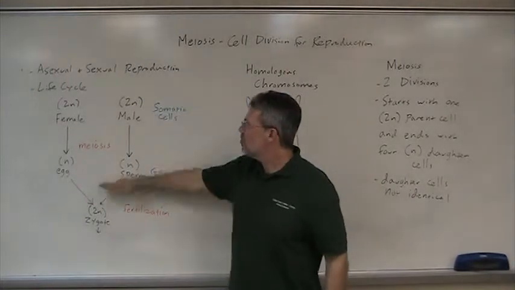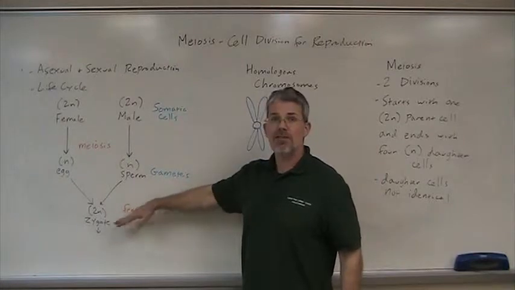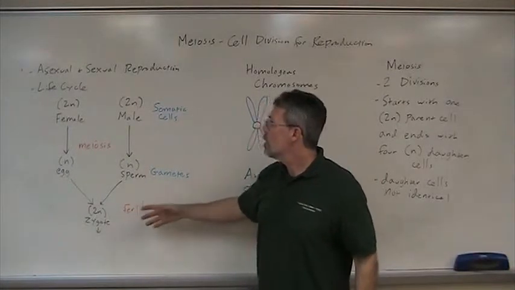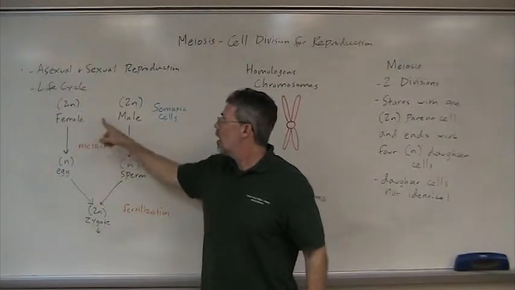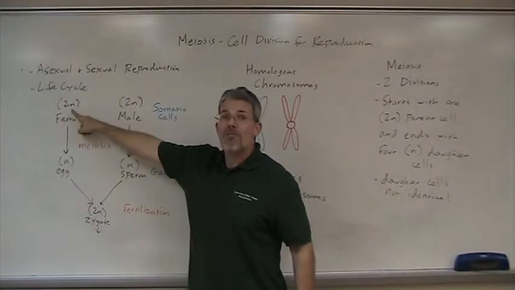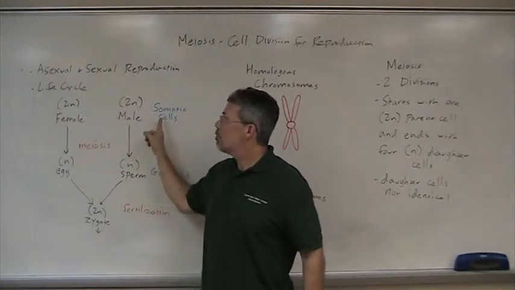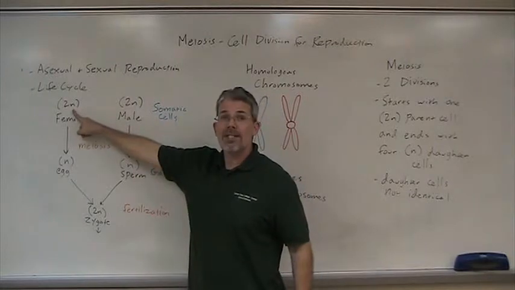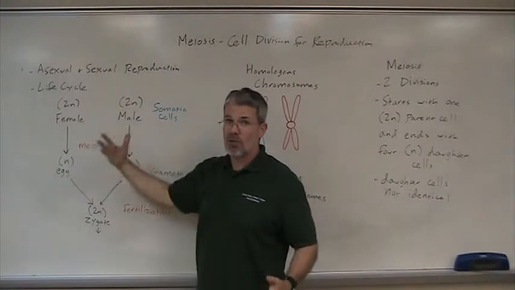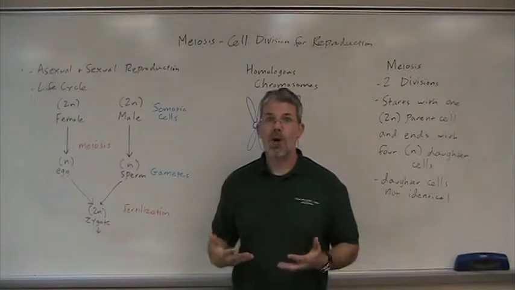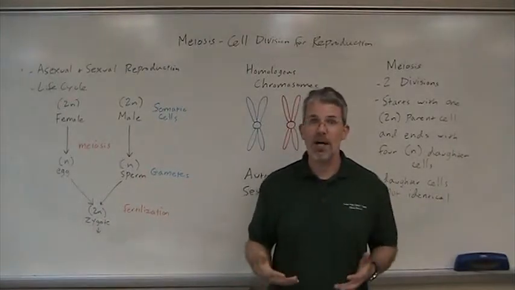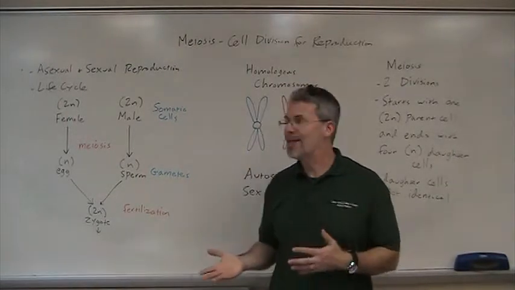Now, this is a brief overview of a typical life cycle of a sexually reproducing organism. Now, you would have the female and the male. They have somatic cells, body cells, which are diploid, D-I-P-L-O-I-D, which means that the chromosomes are paired. And the reason why our chromosomes are paired is because we have two parents. One set came from mom, one set came from dad.